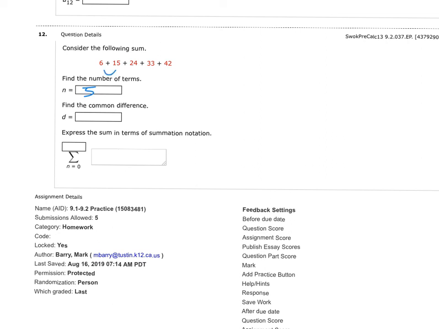The common difference, it looks like for me, is plus 9. And so now we need to express it in summation notation. So first of all, I notice here that they made me put 0 at the bottom. So that means this first term is actually a sub 0. This is a sub 1. That's a sub 2. That's a sub 3. And that's a sub 4, which means that I know I'm going to stop at 4. And then my formula is going to be 9n because the common difference is 9. And then I notice here that since this is a sub 0, I'm just going to add that back. So that becomes 9n plus 6 since our formula for this is going to be dn plus a sub 0.